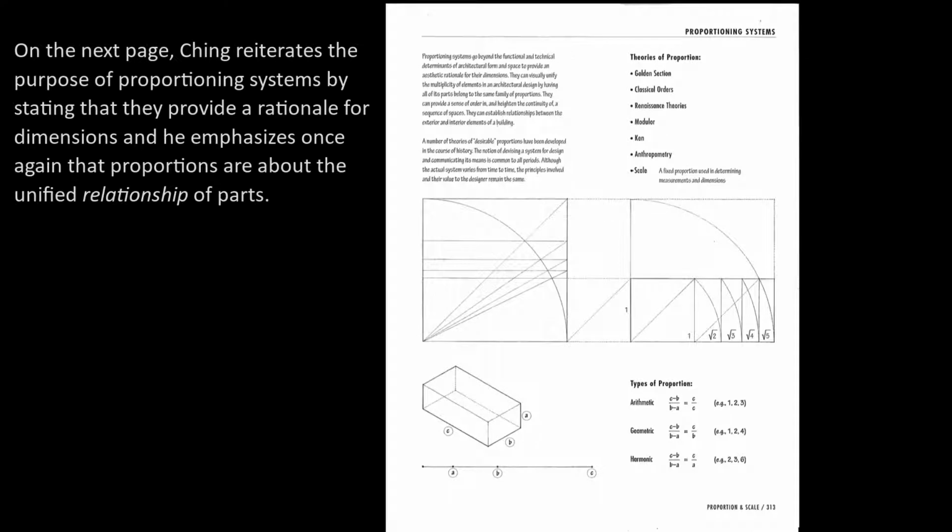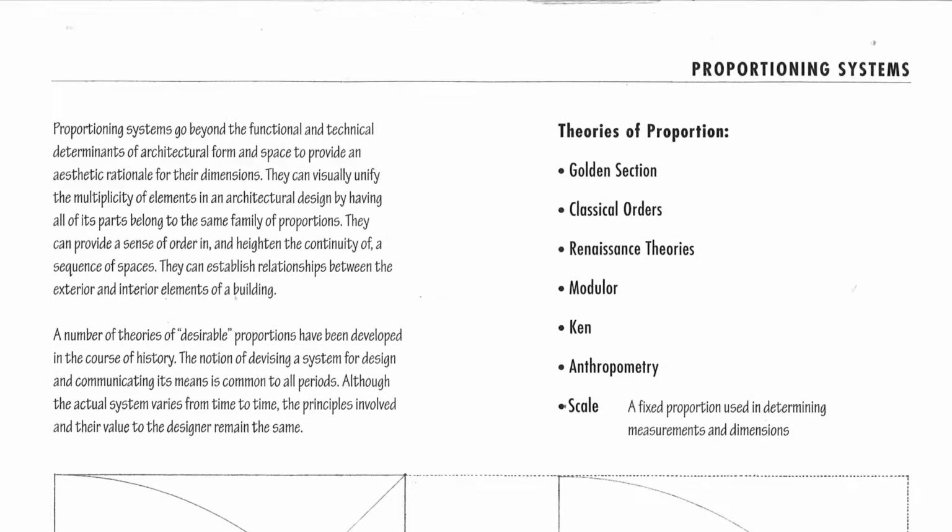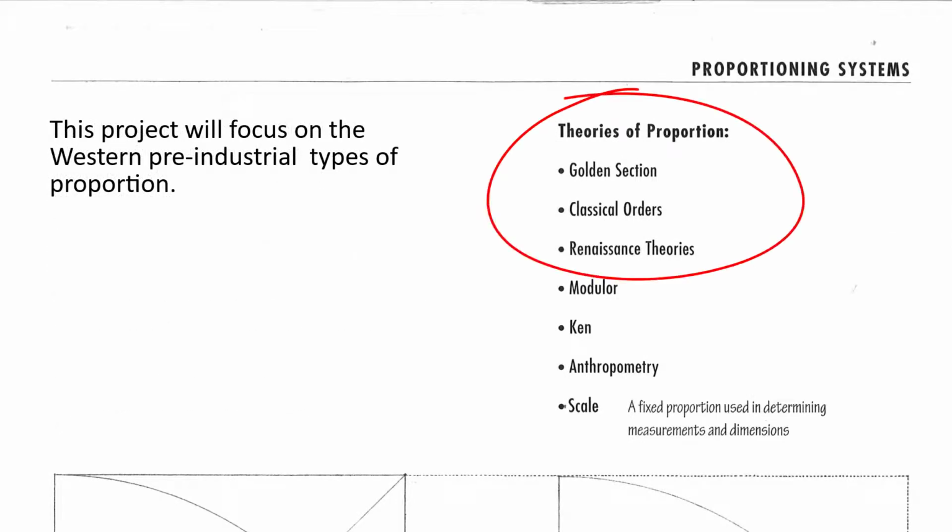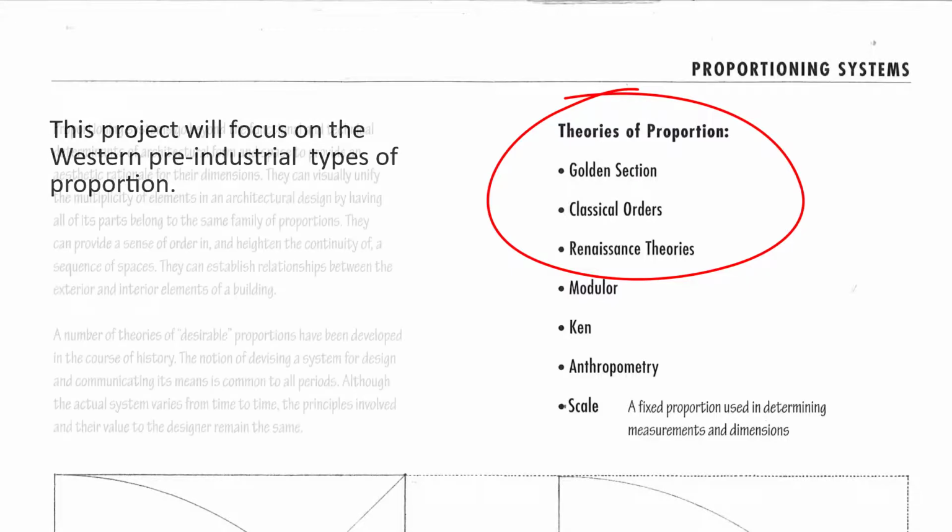On the next page, Ching reiterates the purpose of proportioning systems by stating that they provide a rationale for dimensions, and he emphasizes once again that proportions are about the unified relationship of parts. This project will focus on the Western pre-industrial types of proportion listed here.